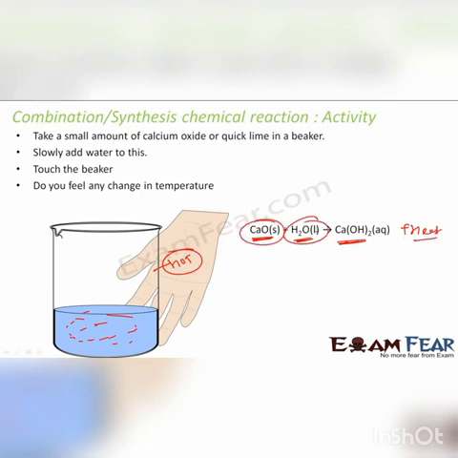So if you see, two items became one item, right? And this is an example of a synthesis chemical reaction. Correct? Where we have two inputs, A and B, it gives you a new output, AB. One product.